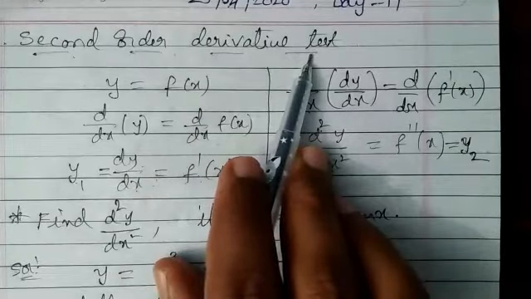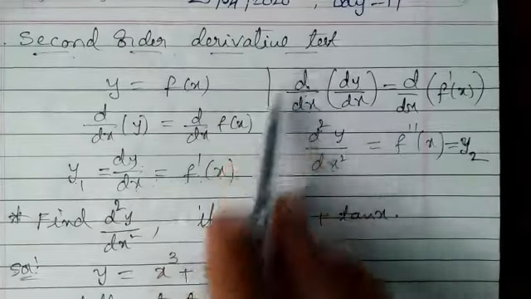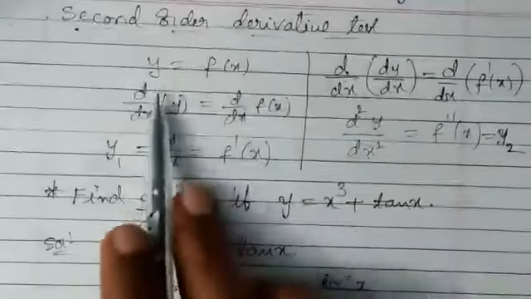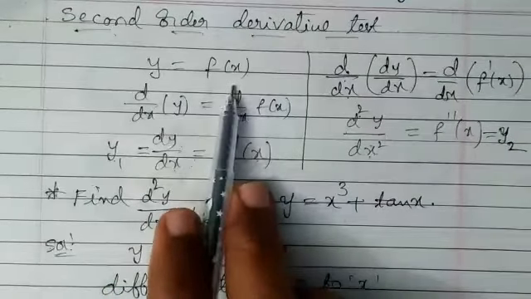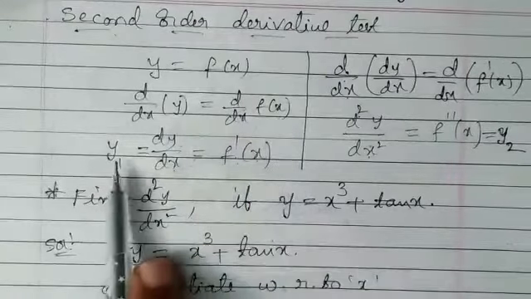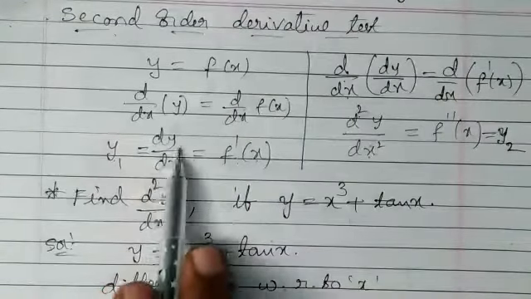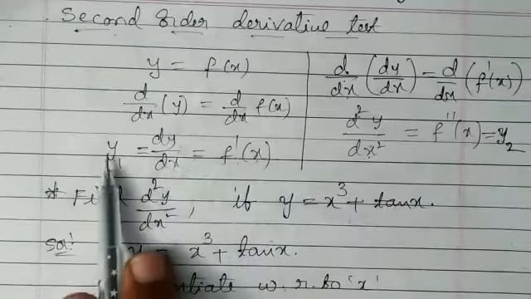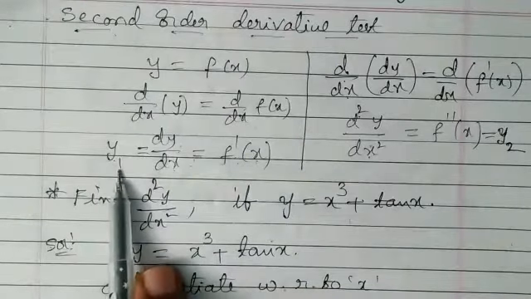Differentiating the function two times. How are we differentiating? First, go for the first derivative. Generally, y is equal to f of x. d by dx of y is equal to d by dx of f of x. So that is written as dy by dx is equal to f dash of x. The first derivative you can represent with y1 also.